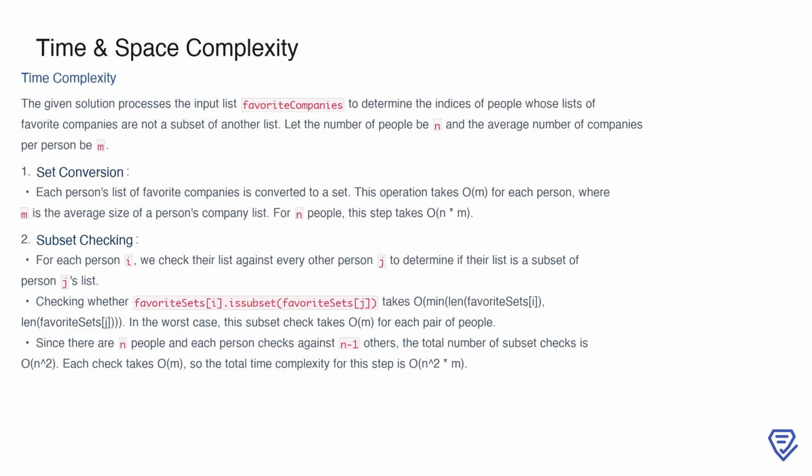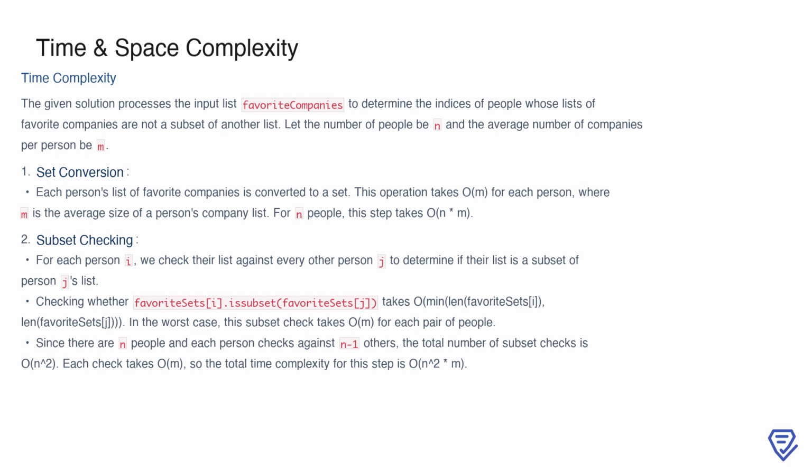To analyze the time complexity of this solution, we start by converting each person's list of favorite companies into a set. This step is necessary because set operations like checking for subsets are more efficient than working with lists. If each list has an average of m companies and there are n people, converting one list to a set takes O(m), so converting all lists requires O(n * m).